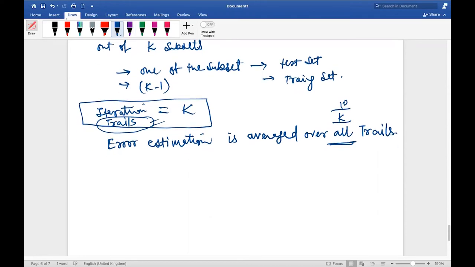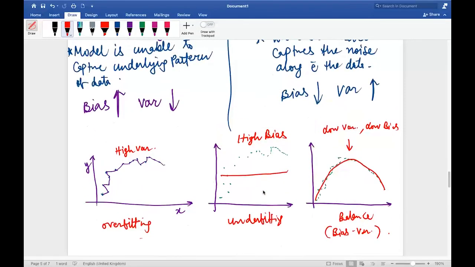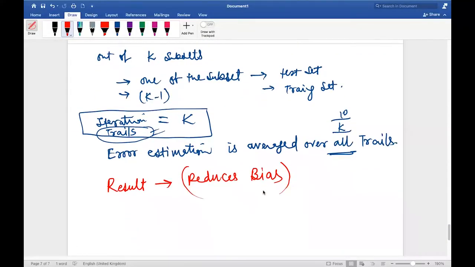Now, what is the result? What will it reduce? It will reduce bias or variance. Reduce variance. Think about it. I said it will prevent you from overfitting. Reduce variance. Okay. My bad, guys. What we spoke just now, we said that it reduces variance, right?